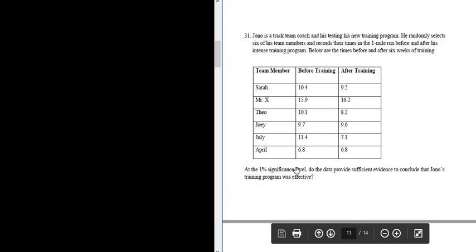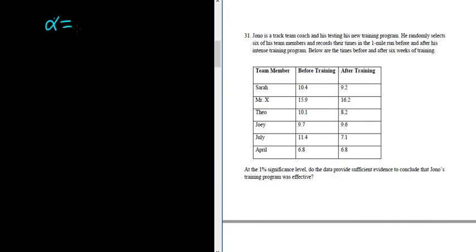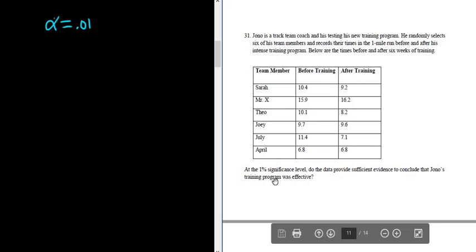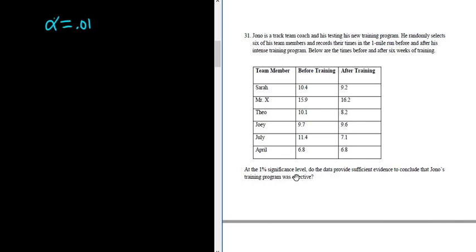At the 1% significance level, that's going to be our alpha. Alpha is the level of significance. Do the data provide sufficient evidence to conclude that Jono's training program was effective? So we have to conduct a hypothesis test to determine if the training program was effective. We have dependent data. We have before and after. So this is going to be a paired hypothesis test.